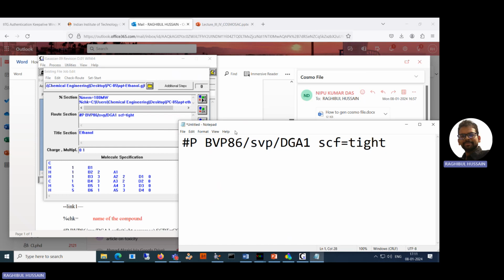So in root section, write this: S capital P BVP 86 slash SBP. Make sure the slash and the space are right. By now you must be knowing all the commands. You don't just write because he's saying; know what you are typing. What is BBP? There is no space between slash and S, right?